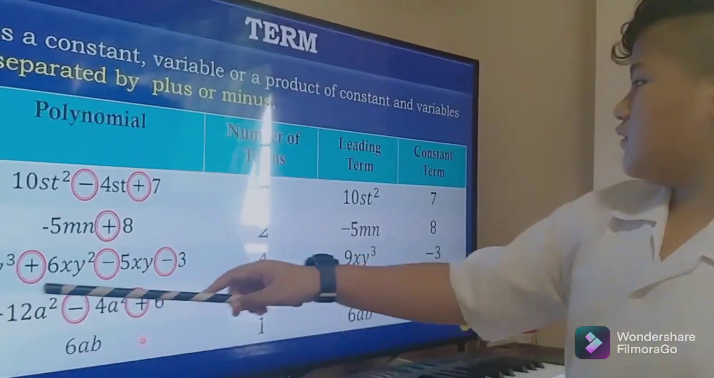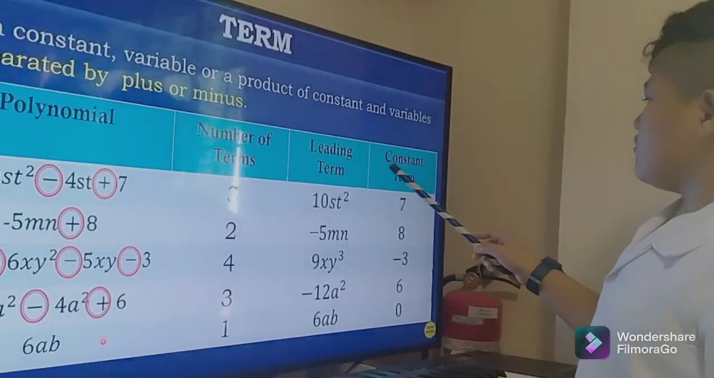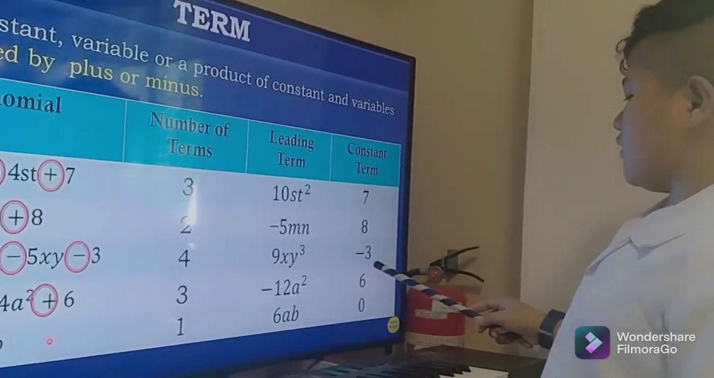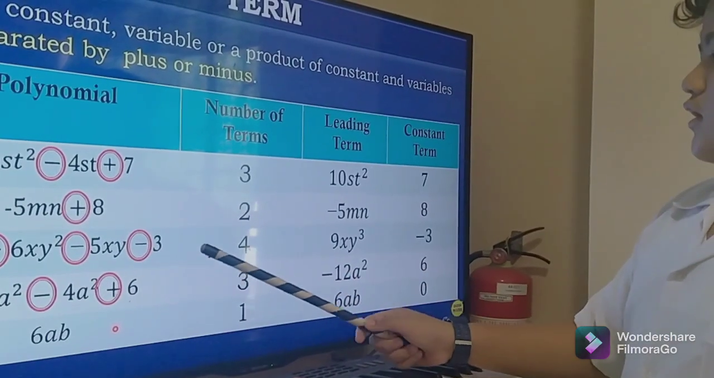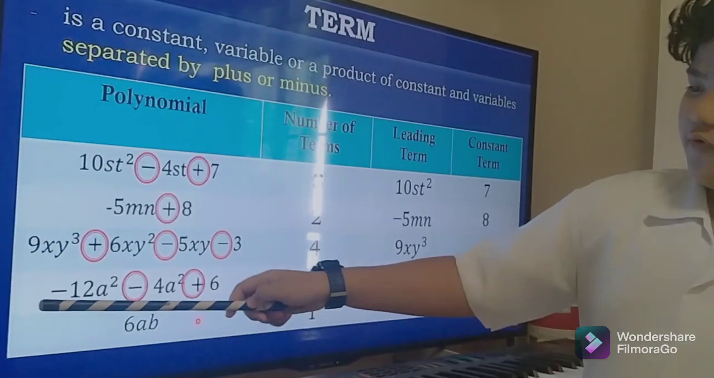So our first term is 9xy to the third power. Constant term: the constant term is negative 3 because it has no variables.